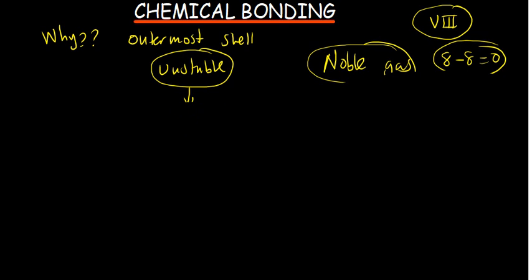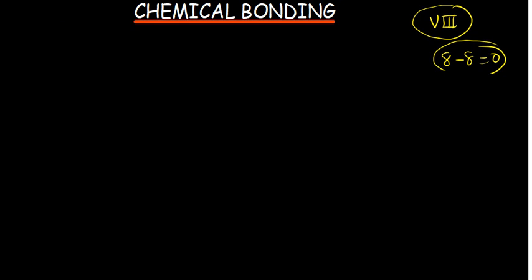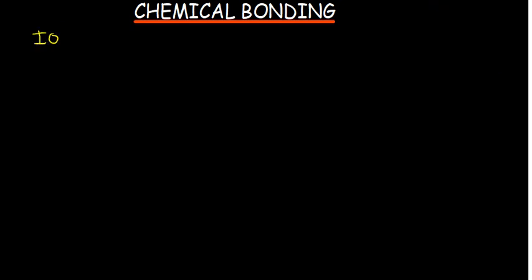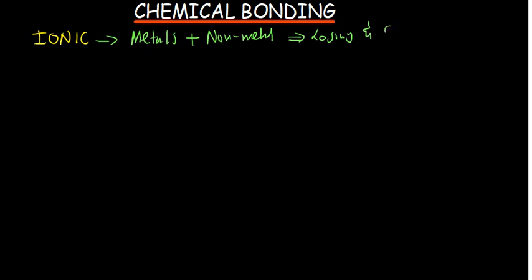So having understood that, let's look at the types of bonding. The first one we're going to talk about is ionic bonding. Ionic bonding is a bonding that happens between metals and non-metals. Always. And this kind of bonding involves the losing and gaining of electrons. This is very important for us to understand, this losing and gaining of electrons.